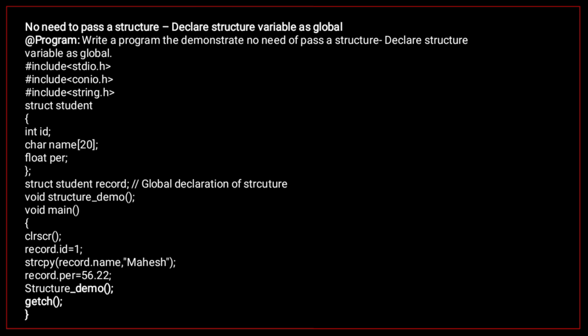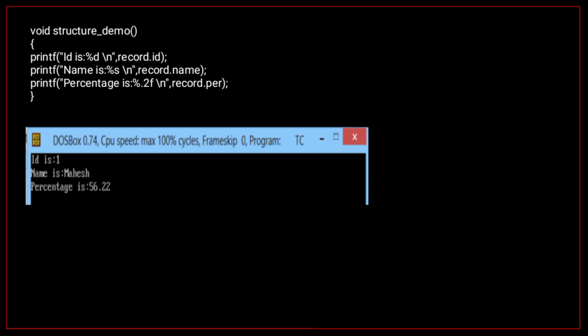And this example shows the demonstrate no need of pass a structure, declare structure variable as a global. So this is the best example for no need of pass a structure, declare structure variable as global. See this example, and this is the output of this example.